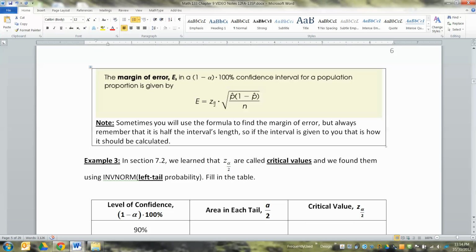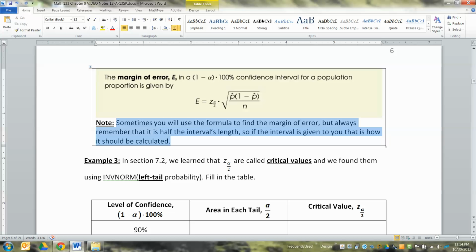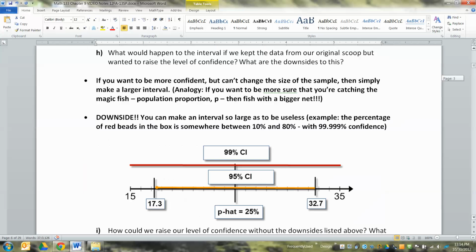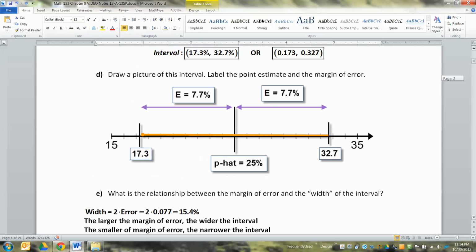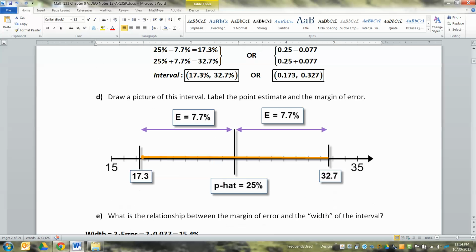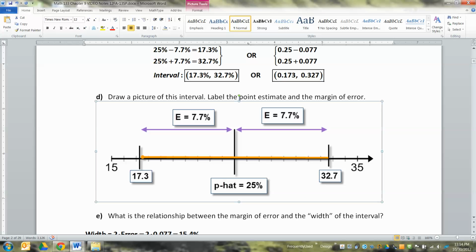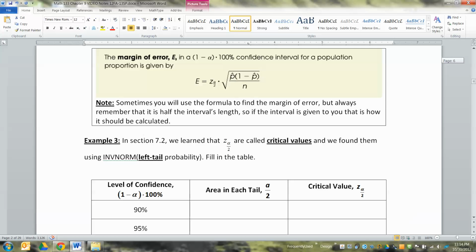All right? Okay, now just keep in mind that you don't always have to use this formula. So if I give you the interval ahead of time, you don't need the formula because you can just take the outer edge minus the middle, right? Like we did way back here. So if I had told you this was 25% and this is 32.7, you could have found that it was 7.7 just by doing a simple subtraction problem, okay? But if you don't have the interval given to you, then you've got to find it yourself.